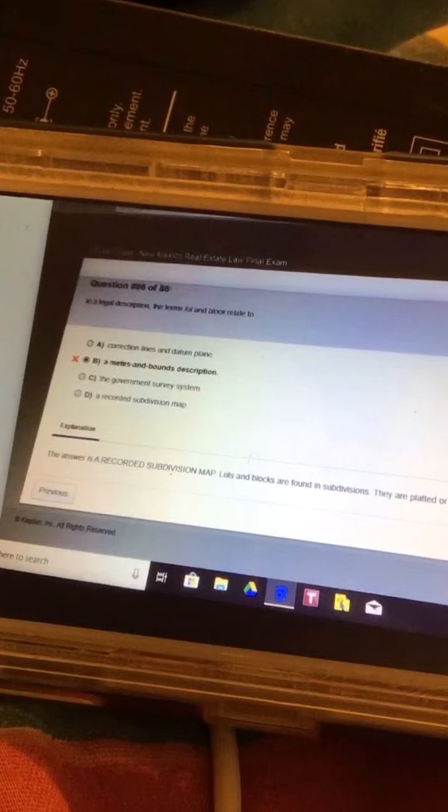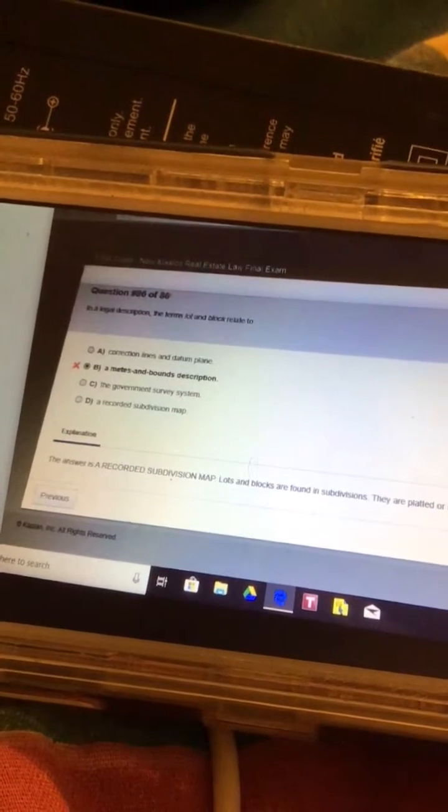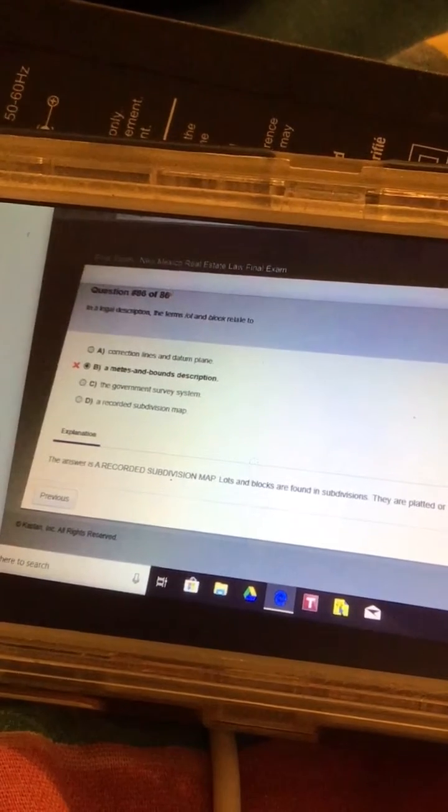In a legal description, the terms lot and block relate to A. Correction lines and datum plane. B. A metes and bounds description. C. The government survey system. Or D. A recorded subdivision map.